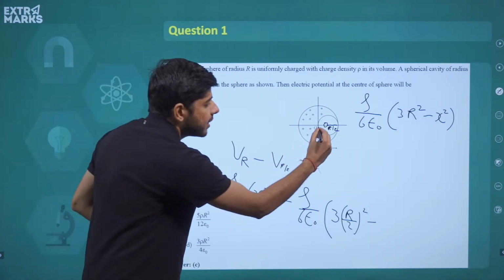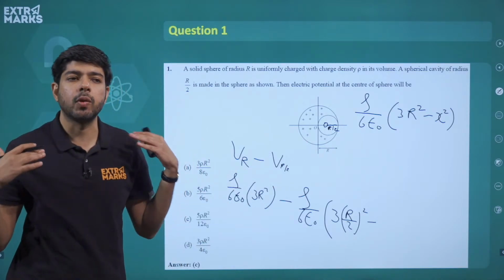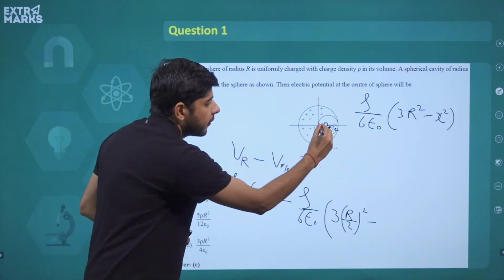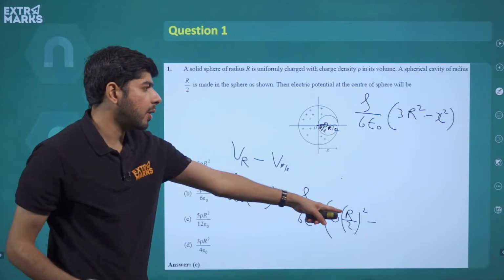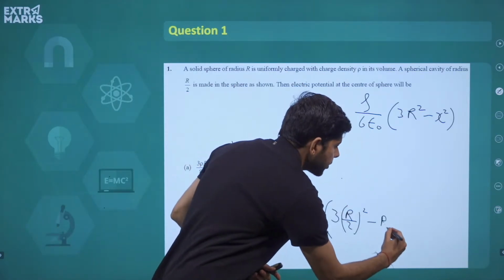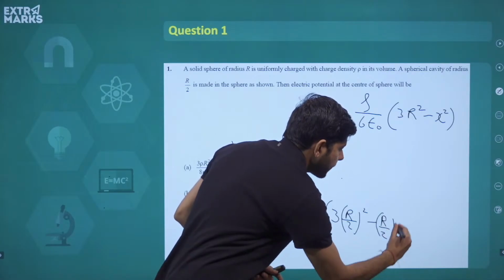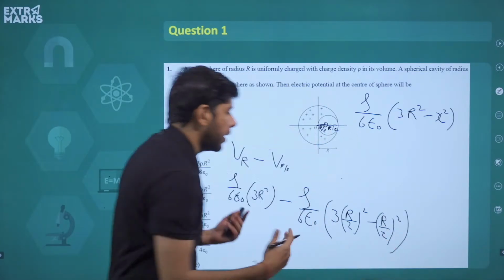And how much is this distance? So I want to find the potential at O. What is this distance from the center? This is r by 2, right? So the distance is also r. So x is basically r by 2. So (r by 2) square. Alright, so yeah, this is it.